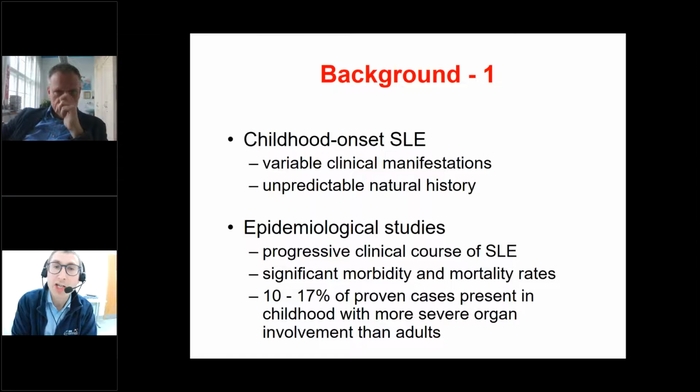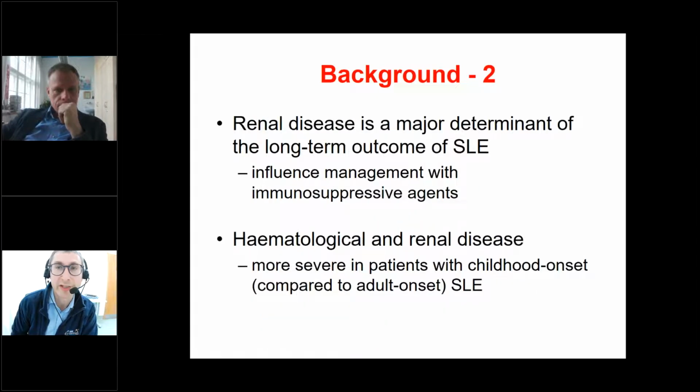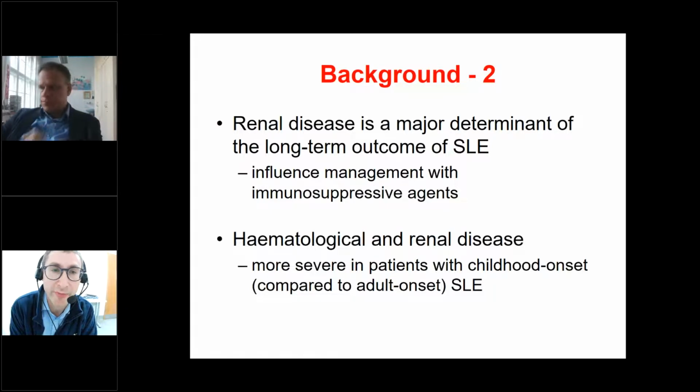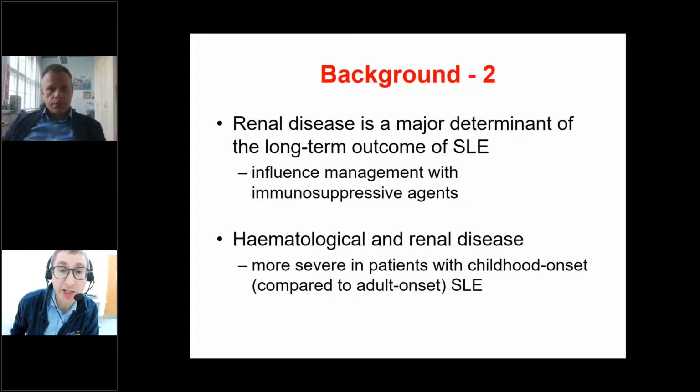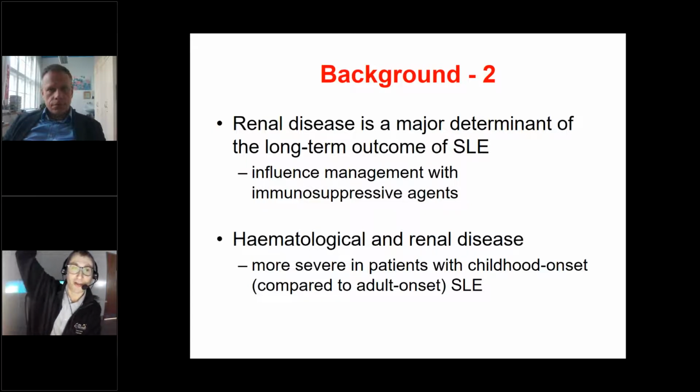So childhood onset systemic lupus erythematosus, or juvenile onset SLE, has a variable clinical manifestation with a very unpredictable natural history. What we know is that there is a progressive clinical course seen in our children, who can have significant morbidity and mortality. And up to about 1 in 6 children with proven cases present in childhood with more severe organ involvement than adults. And why I'm interested as a nephrologist is because renal disease is a major determinant of the long-term outcome, and it actually influences our management. We're using immunosuppressive agents. But both the hematological and renal disease are more severe in patients with childhood onset lupus compared to adult onset disease.